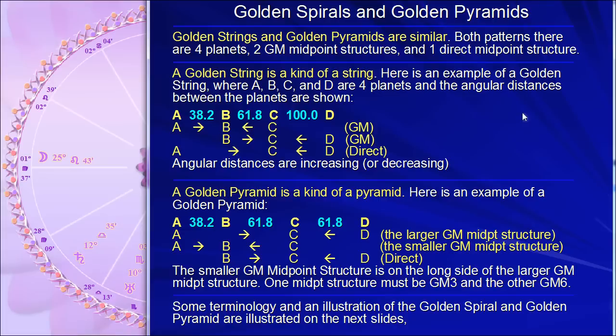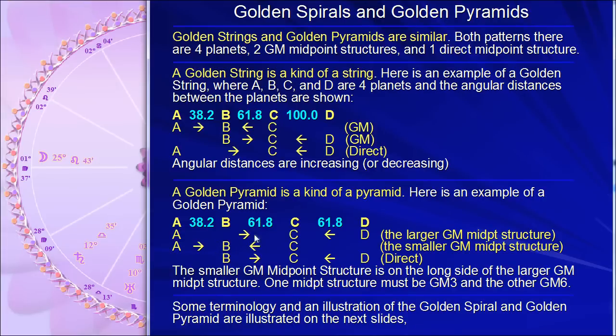It's just a 4-planet pattern that makes two golden mean midpoint structures and a direct midpoint structure, and it requires a very specific layout. Again, the layout is that you have a golden mean midpoint structure. You take the long side of the golden mean, because whenever there's a golden mean midpoint structure, one side is shorter than the other. You take the long one, put a golden mean midpoint structure on the long one, and make sure that it's in the opposite direction from the big one. So C is closer to the right edge, and B is closer to the left edge.